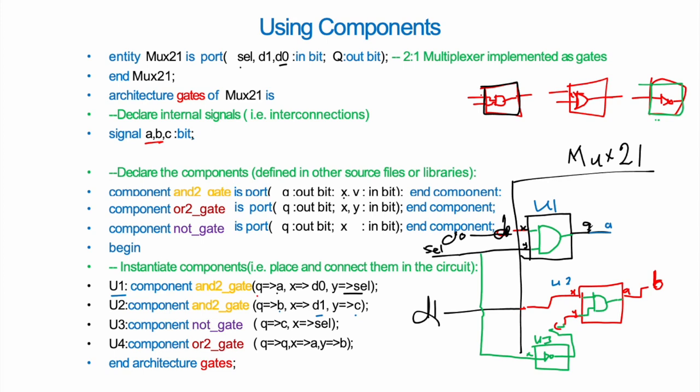U4 is an OR gate that takes Q, so the OR gate goes the other way out to the output. So we have a Q there, so where is the Q? It should be big Q, but it doesn't matter because it's not case sensitive. And then we have X. Sorry, we have X that also is assigned to an A. So it's X going into an A. Let's make this big Q and the other small Q.